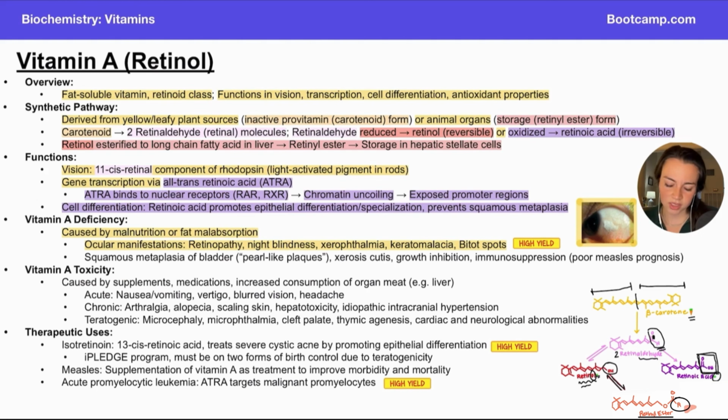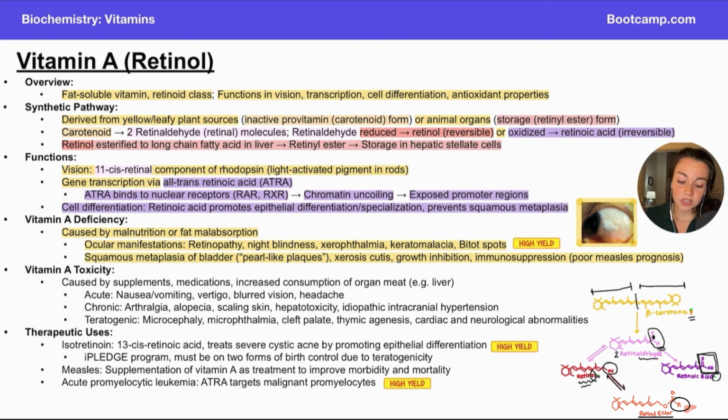Other non-ocular things that you might see with a vitamin A deficiency include squamous metaplasia of the bladder. And so on cystoscopy, they might describe pearl-like plaques to describe that squamous metaplasia, xerosis cutis, which is just dry skin, growth inhibition, and immunosuppression. And one way that they test that immunosuppression thing specifically is with measles. It's a poor prognostic indicator to be vitamin A deficient if you have the measles, and we'll talk about that too in a little bit.